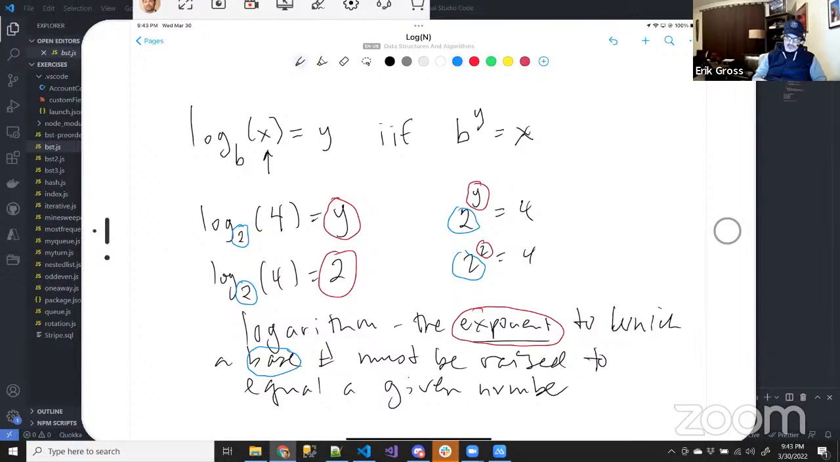Well, the given number, we'll go green. This is the given number. It's 4. So this is true here. The logarithm for the given number, 4, if we're looking at base 2, the logarithm is a 2.